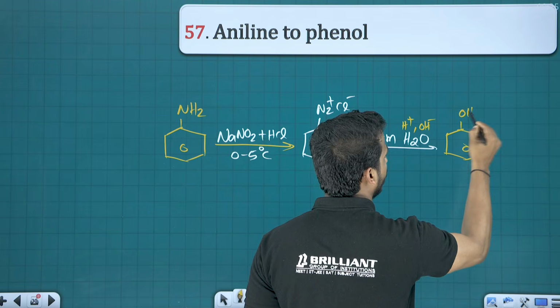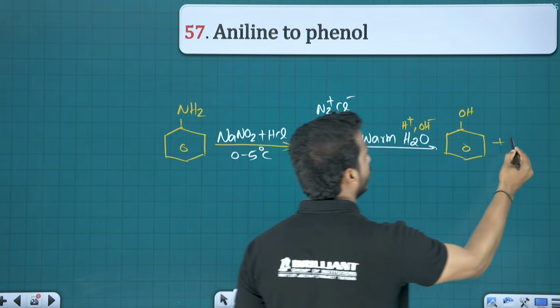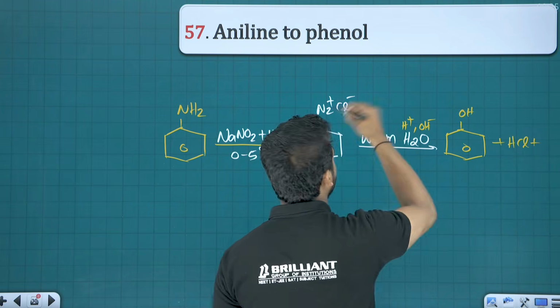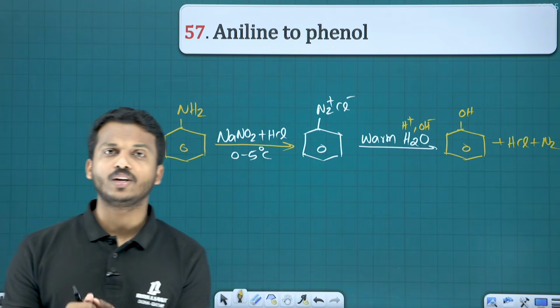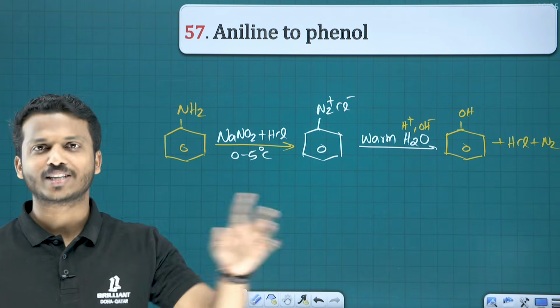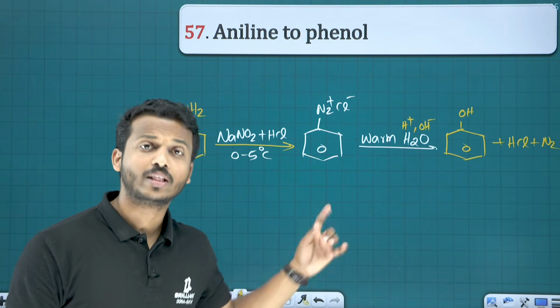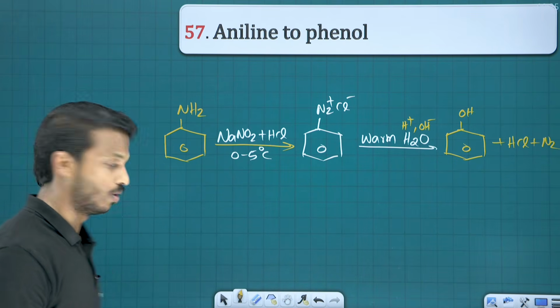This OH comes to benzene, you get phenol. Can you say the byproduct, my dear? This H plus combines with the Cl to give HCl, and nitrogen gas comes out. So if you want to convert aniline to phenol, first diazotization, you get the salt, then warm water, you get phenol, right?